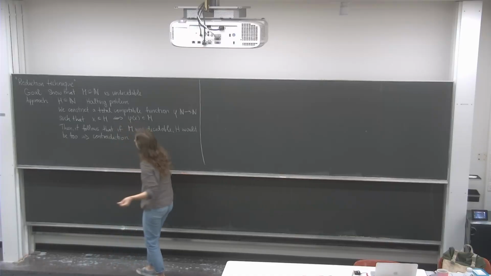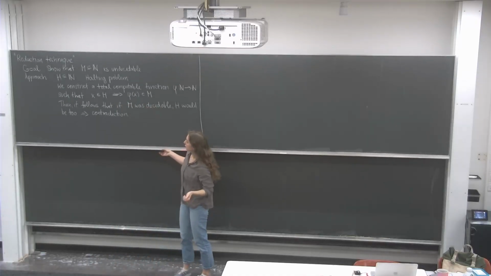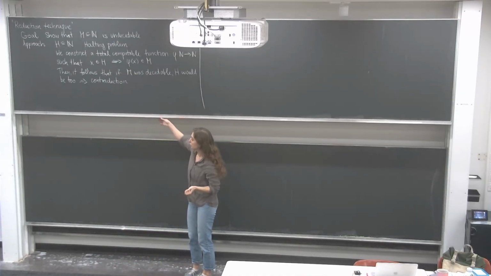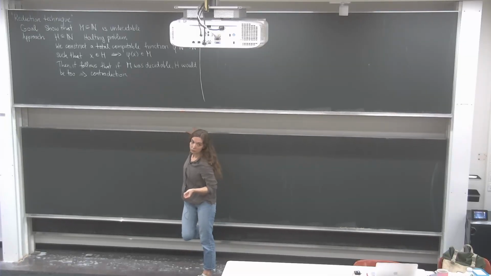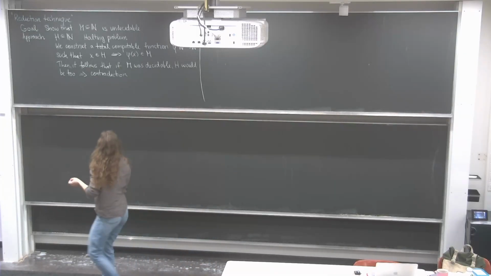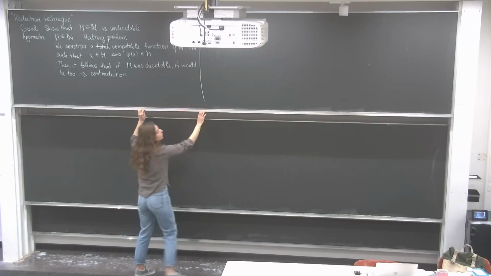This is somehow completely the same as showing that a problem is NP-complete. Just reduce another NP-complete problem to it. So let's show this on an example.